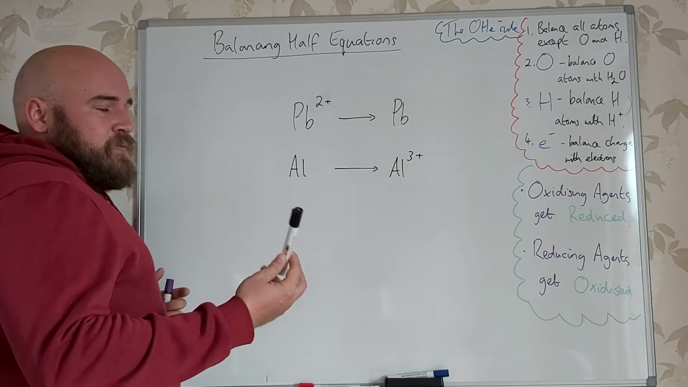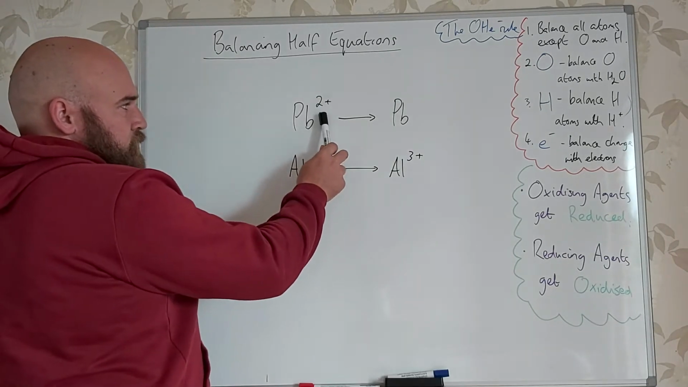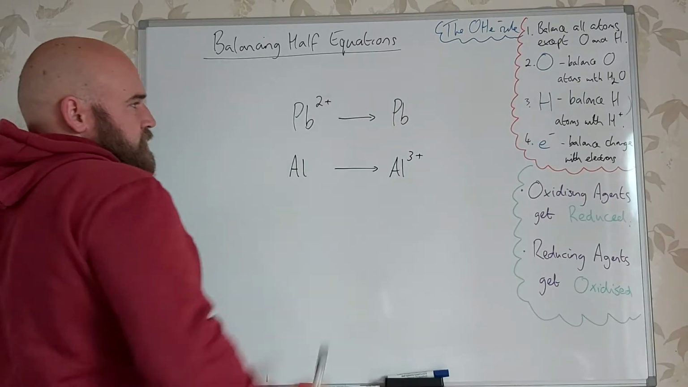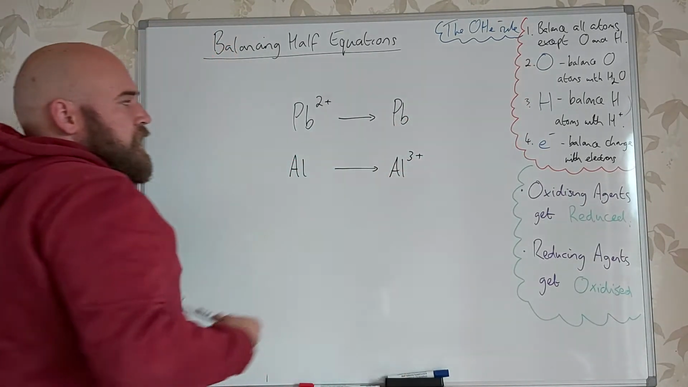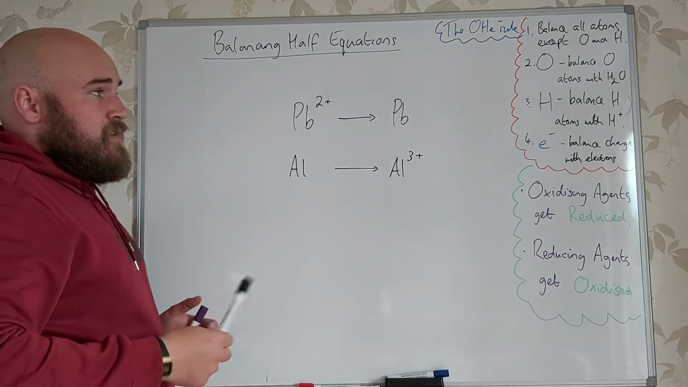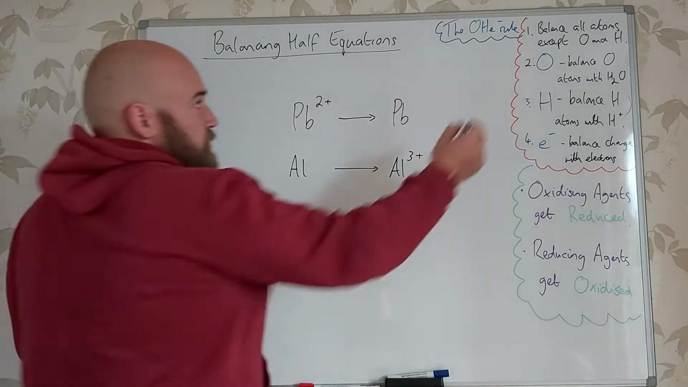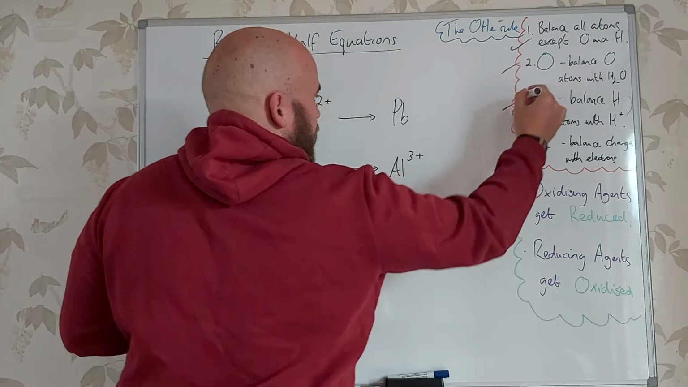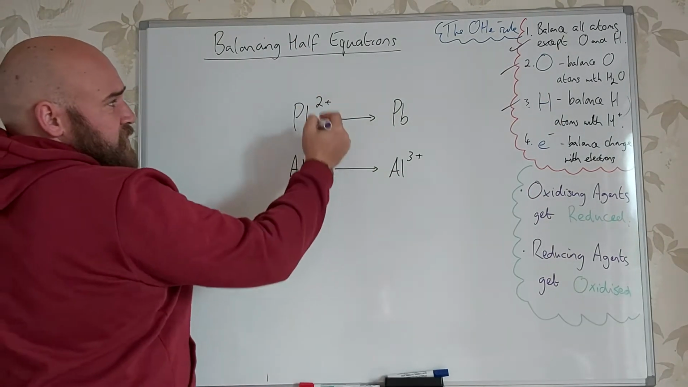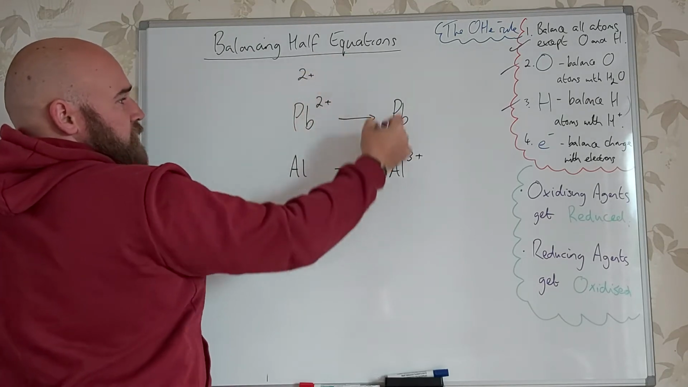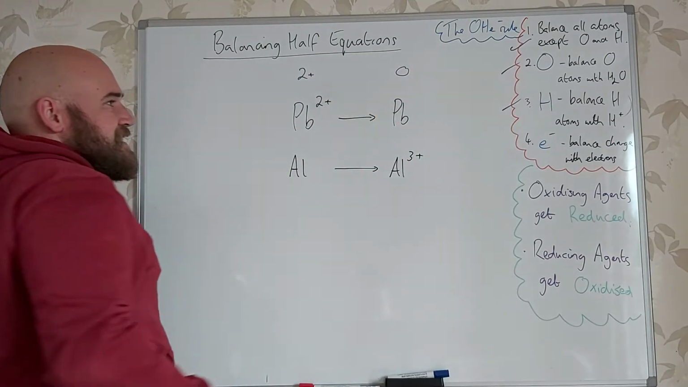So this is a nice simple one. Lead ions, Pb 2 plus, become lead atoms. If you follow the OHAE rule straight through, you'll notice that you balance the atoms. There are no oxygens or hydrogens. So now we just need to balance the charges. On the left-hand side, the total charge is 2 plus. On the right-hand side, the total charge is 0.